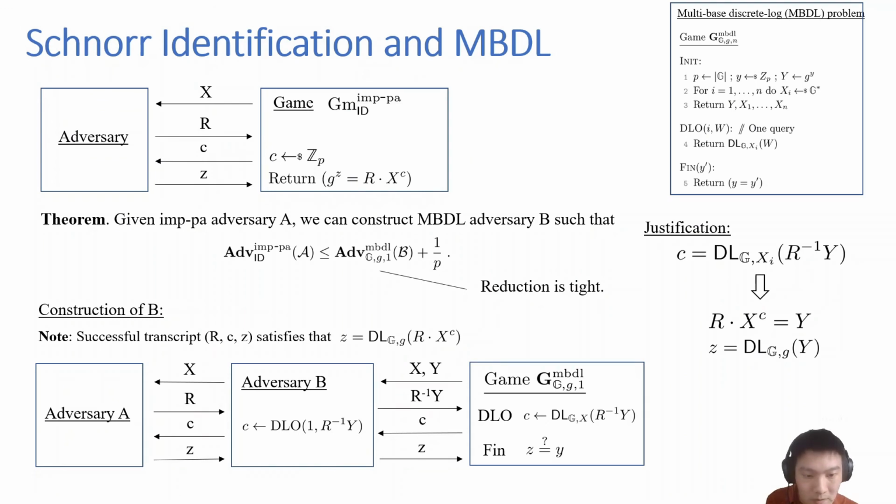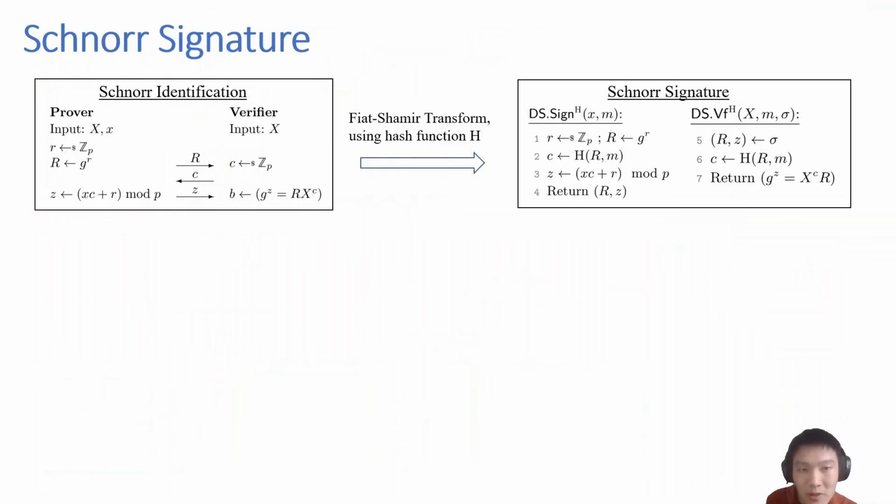So to sum up, we have constructed an adversary B that succeeds in finding the discrete log of a target point Y base g, taking exactly one discrete log base another unrelated base X, and therefore breaking MBDL. So we have shown that the IMP-PA security of Schnorr identification relates tightly to the MBDL in the underlying group. As mentioned previously, a positive result for Schnorr identification scheme directly translates to Schnorr signature because of the modular proof of security shown by AABN.